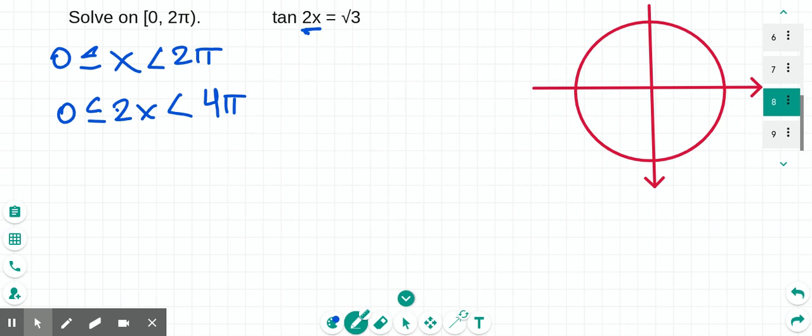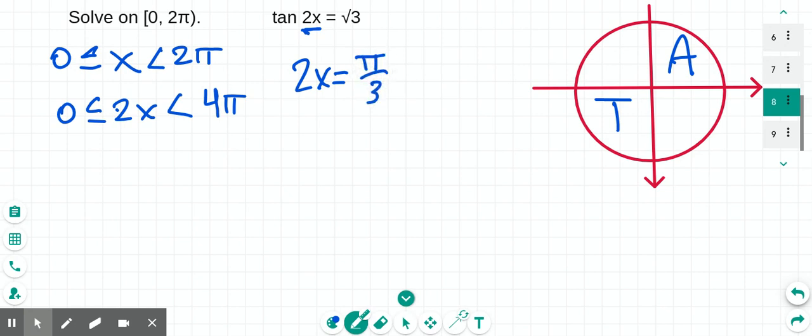So if I'm trying to solve here for tan 2x equals the square root of 3, so if I inverse tan here and I think about, well, where is tan equal to the square root of 3? Well, tan is positive in the first and the third quadrant. So 2x equals, in quadrant 1, tan is equal to the square root of 3 at pi over 3.